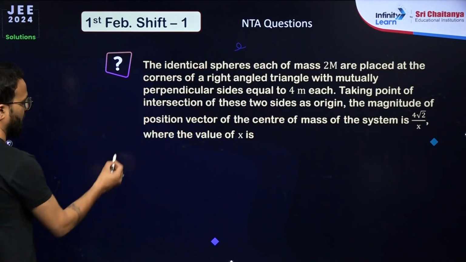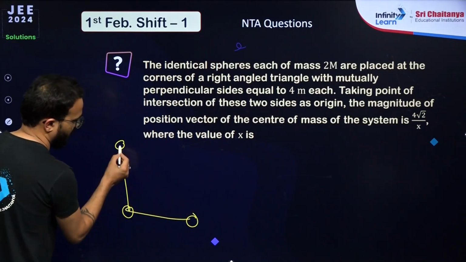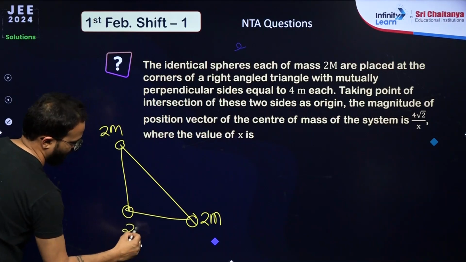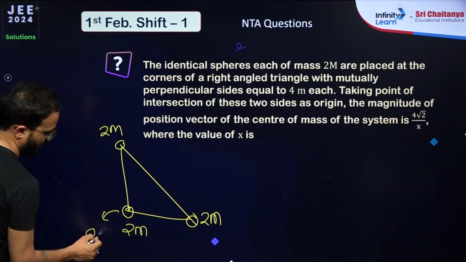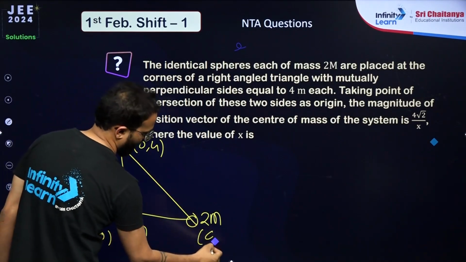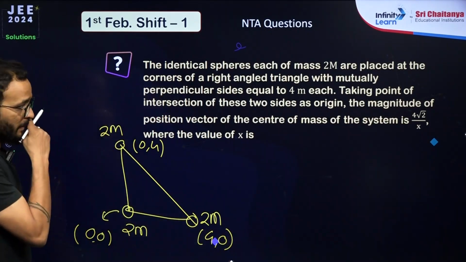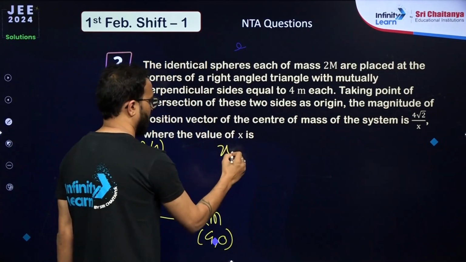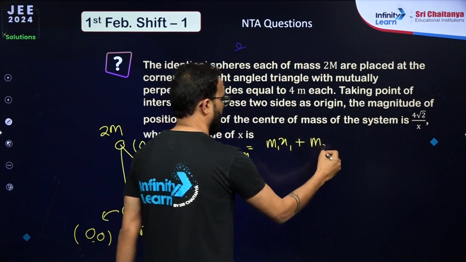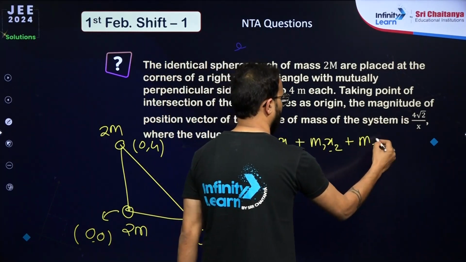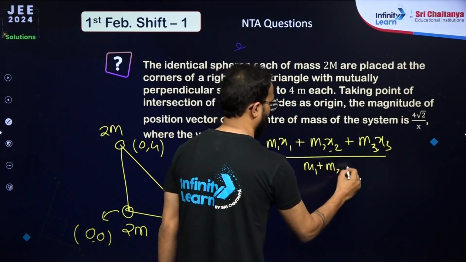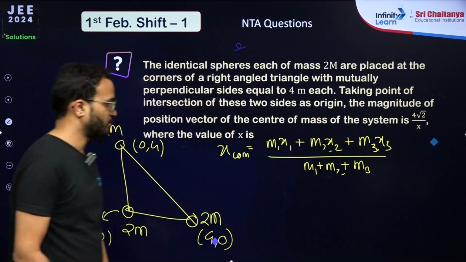The question is very easy. Here they have said to arrange them like this, right? 2m, 2m and 2m. So let's decide this is the origin. So these coordinates will be 0, 4 and these coordinates will be 4, 0. Okay, now find the x coordinate. So the x coordinate of the center of mass will be what? m1 x1 plus m2 x2 plus m3 x3 upon m1 plus m2 plus m3. Yes or no?